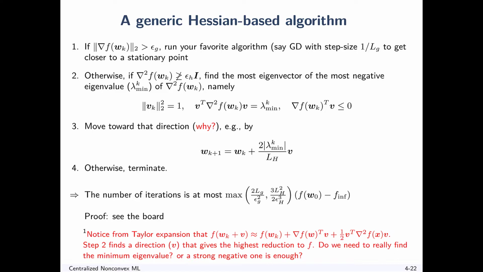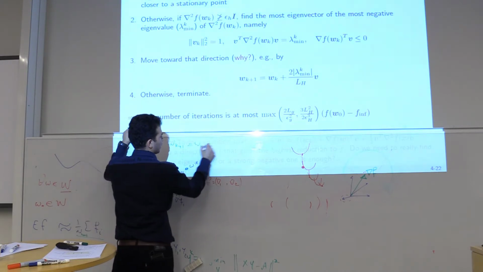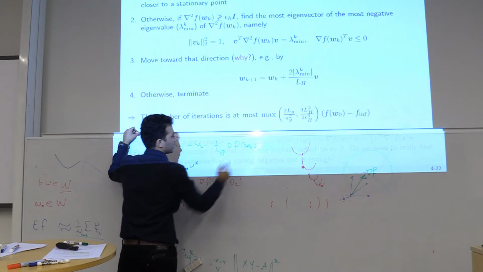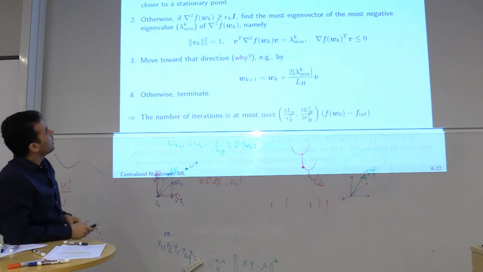You just need to change step 2 and step 3. That's it, and add a perturbation. But this Hessian-based approach essentially says that whenever the gradient is not vanishing, so it's larger than your tolerance ball epsilon g, then run a normal gradient descent with a step size 1 over LG. So WK plus 1 equals WK minus 1 over LG gradient of f with respect to WK. That's it. Just run normal gradient descent iterations.